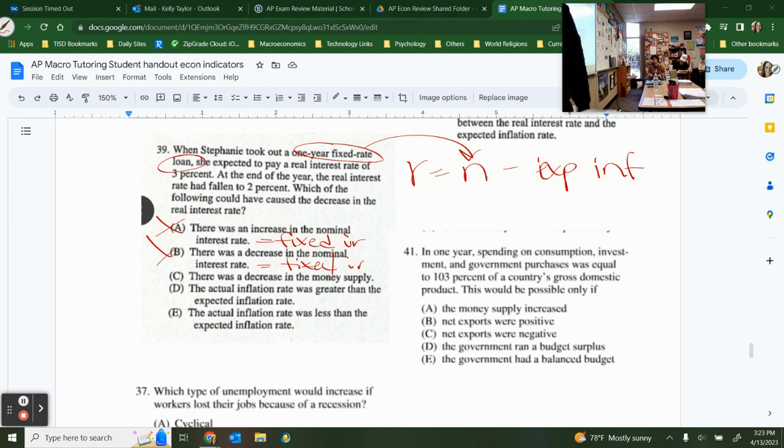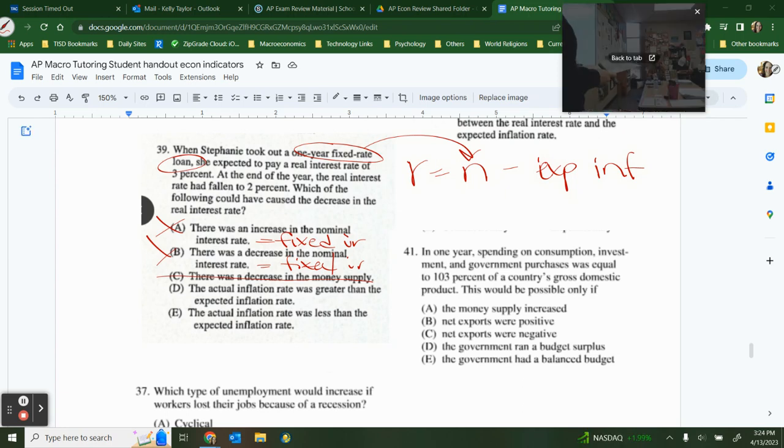Is there one that we can just completely eliminate? Yeah. There's a decrease in the money supply. No, that's just no. Okay. So actual inflation was greater than the expected inflation rate, or the actual inflation rate was less than the expected inflation rate.